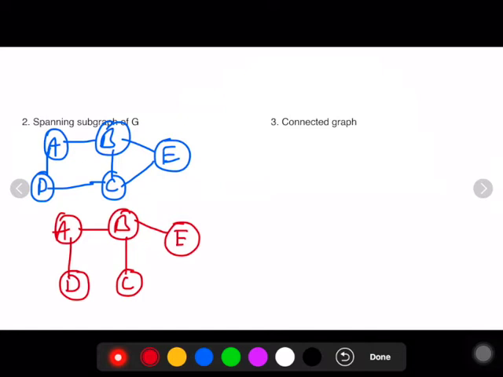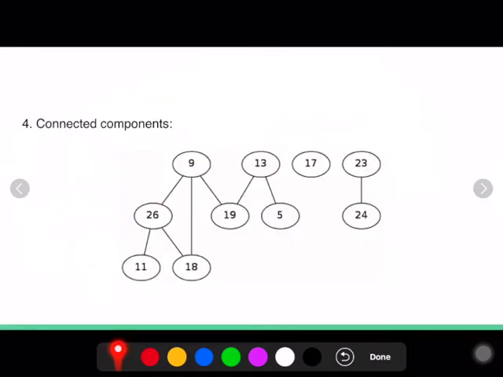Now what is a connected graph? A graph is called connected if there is a path between each and every pair of vertices. So if you take an example, this graph itself, between each and every pair of vertices there is a path. I can reach from A to E via A, B, E, or I can reach via A, D, C and E. So if a graph has a path between each and every pair of vertices, it is called a connected graph.